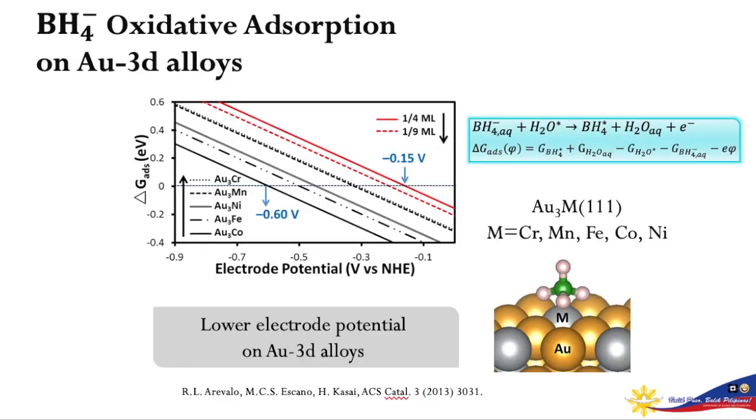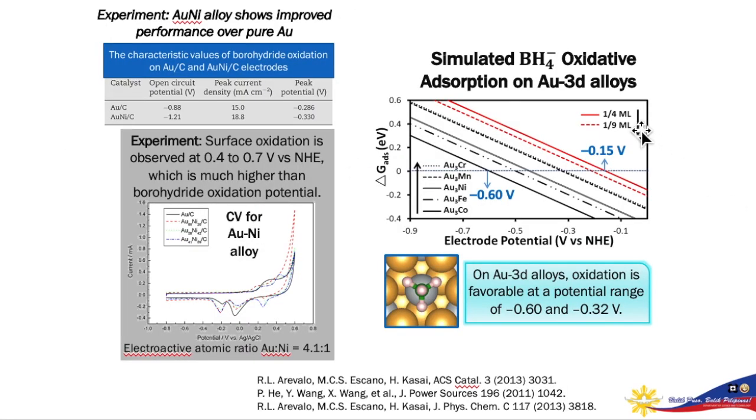Accordingly, if we do the same plot for free energy change for the adsorption of borohydride on the alloy surfaces and pure gold, in the same way that I have explained earlier, we see from this graph that for the case of the alloy systems, the oxidation of borohydride can proceed at a lower electrode potential compared to the case of pure gold. This calculation is in agreement with an earlier reported experimental result showing that the oxidation of borohydride on gold-nickel alloy can proceed at lower electrode potential compared to the case of pure gold.